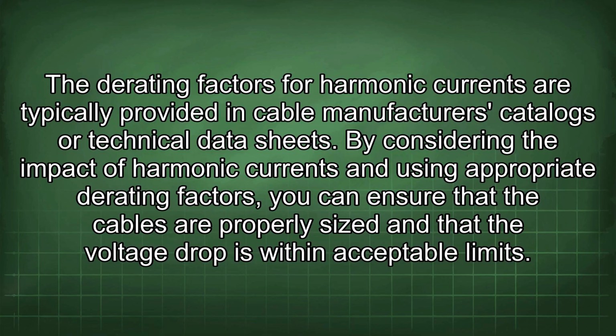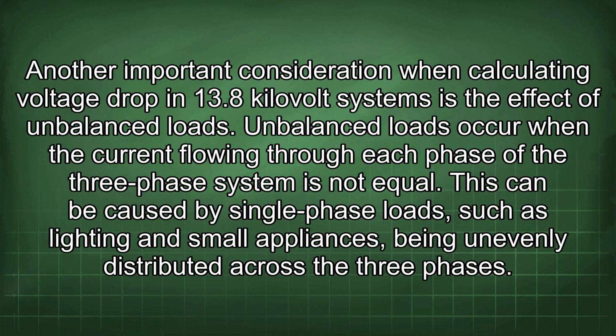By considering the impact of harmonic currents and using appropriate derating factors, you can ensure that the cables are properly sized and that the voltage drop is within acceptable limits. Another important consideration when calculating voltage drop in 13.8 kilovolt systems is the effect of unbalanced loads. Unbalanced loads occur when the current flowing through each phase of the three-phase system is not equal.